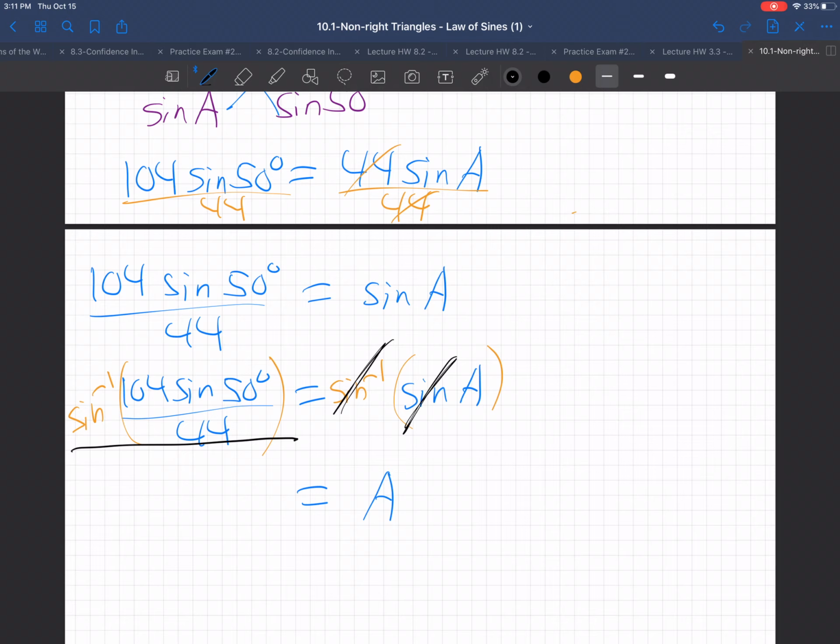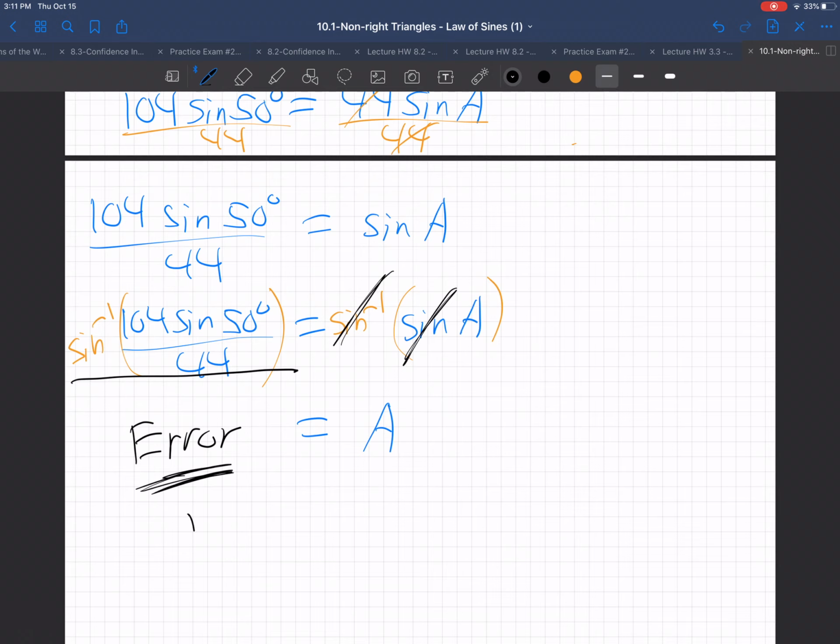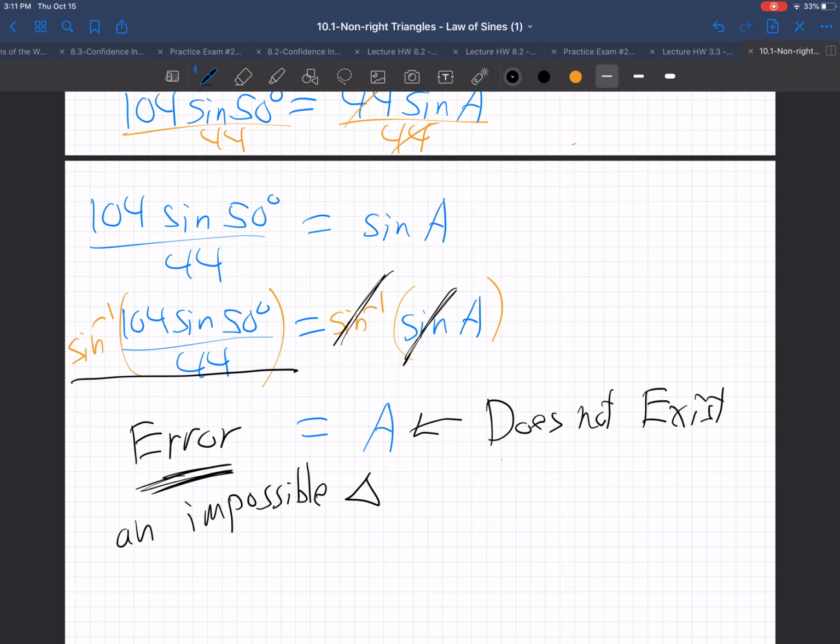So sine inverse of 104 times sine of 50 divided by 44. Oops, I hit something wrong here. Oh, no, it gave me an error. I thought I did something wrong, but I didn't. It gave me an error. What does that mean? This is impossible. It's an impossible triangle. The angle A does not exist. This is a make-believe fairy tale triangle.